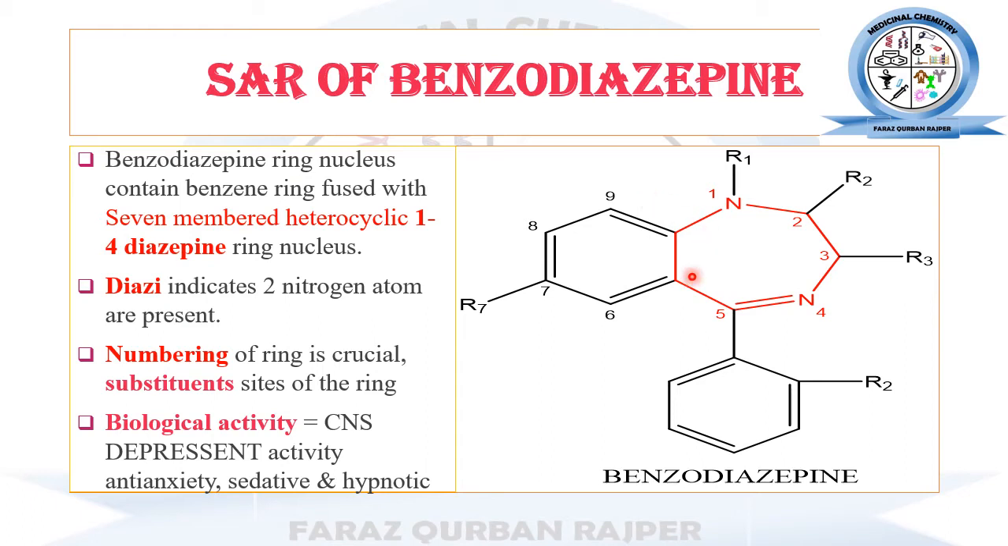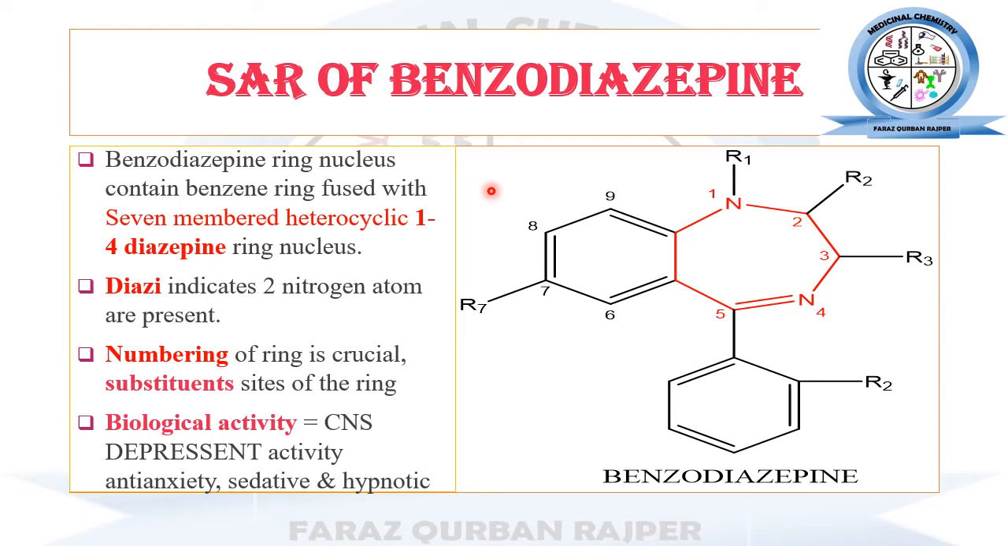In this chemical structure I have represented the different substitution sites, like this one is R1, R2, R3, R7. So these are the different sites at which different functional groups can be placed. This means the ring can be substituted at these sites, and each functional group will have a different effect on the biological activity of the benzodiazepine.